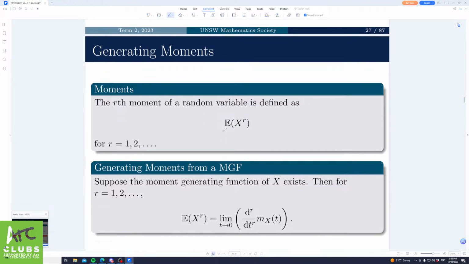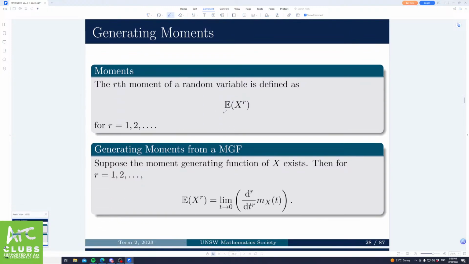Now, I said we could use the MGF to compute the moments. The moments look something of the form E of X to the r, where r is a positive integer. We're familiar with E of X. We're familiar with E of X squared. To compute higher moments, using the MGF is definitely advised.